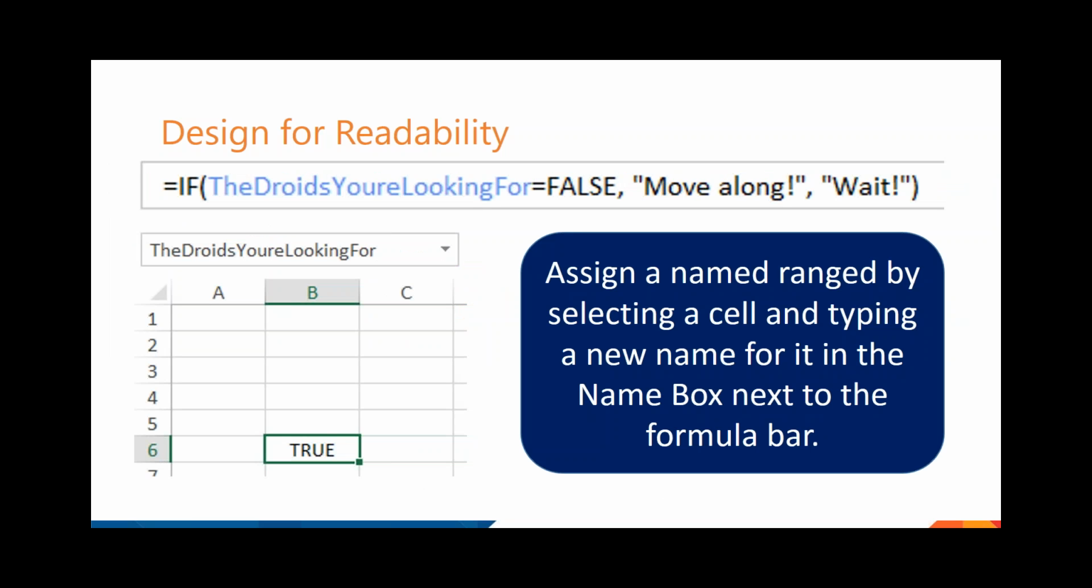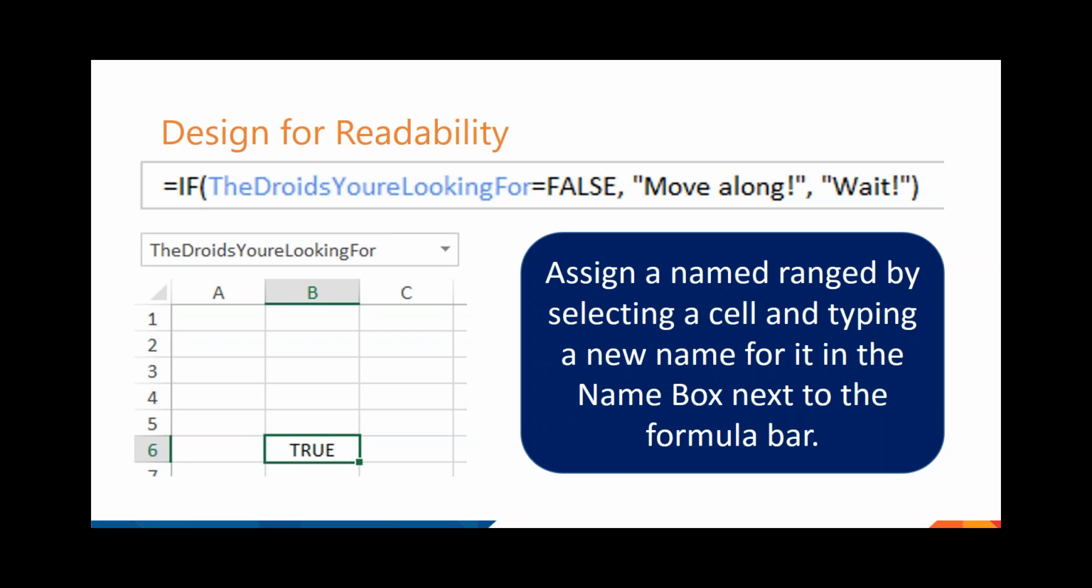So here's a really interesting one and a really relevant one, given that Star Wars is coming out here soon. So I've named B6 the droids you're looking for. Now, if I read this formula as I'm presenting, I say if the droids you're looking for equals false, then move along. Now, you don't really have to be a grand Excel wizard to figure out what's going on. What is this formula testing? You see, it's not just that I've put in this formula what it does mechanically, but I've sort of expressed what we're looking for from it.